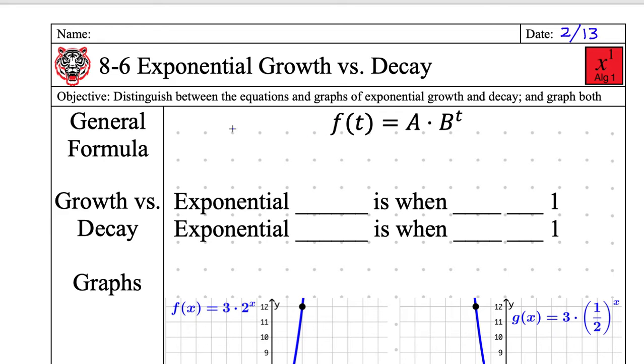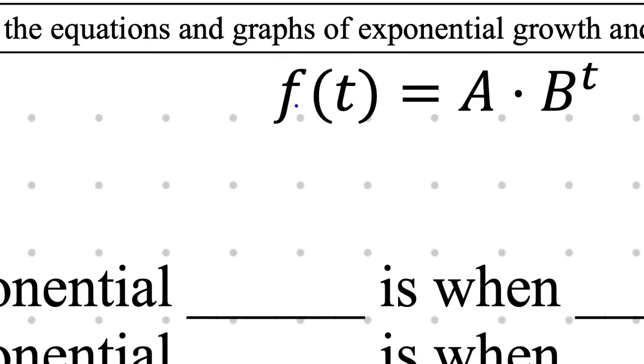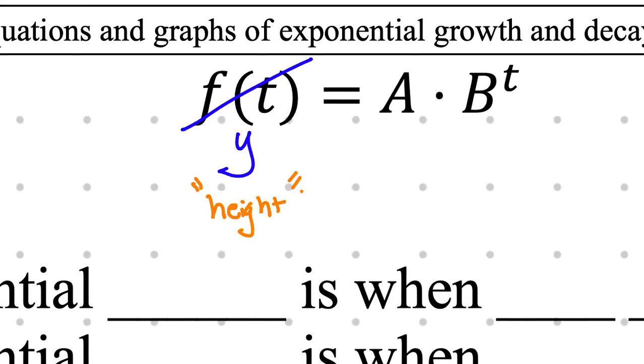So, here's your general formula. We've seen him before. Whenever we see f of t, we just think of that as y, or another word for y is the height. So I'll put in quotes here, the height. What about a? A, I think of as my initial value.